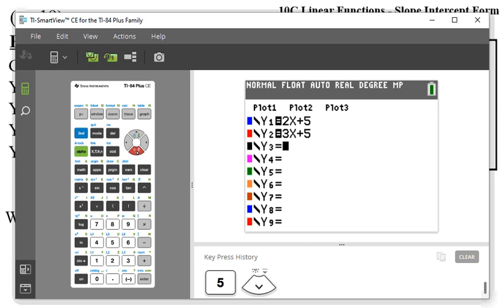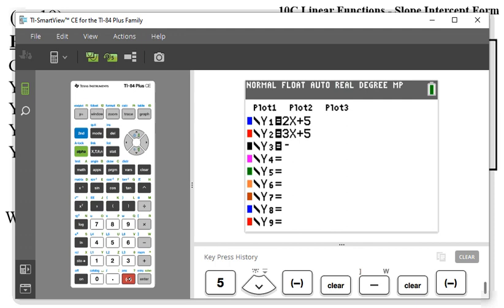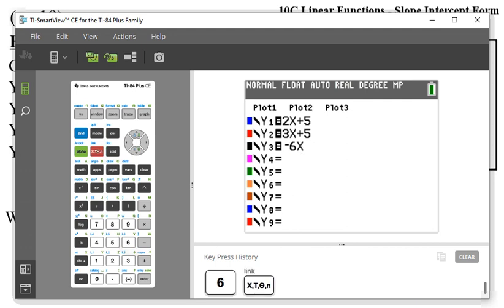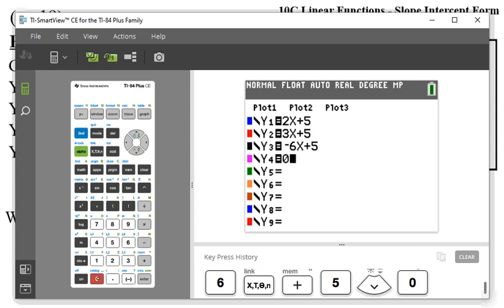Now, negative 6x plus 5. It's not a subtract, it's a negative. It's important that you hit the negative button at the very bottom like I just did. It's highlighted red. You don't want to hit subtract. If it's a subtract sign, it won't graph properly. So we want to make sure we're hitting negative 6x plus 5. And then finally, scroll down for the last one, we have 0.5x plus 5. There's our 4 lines.